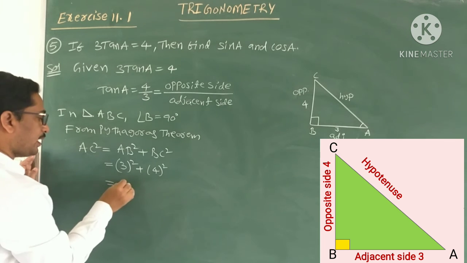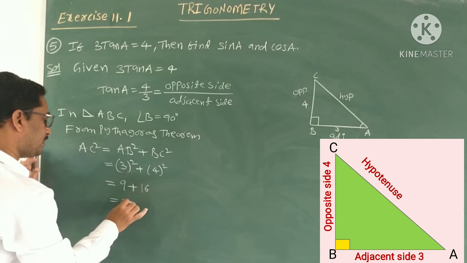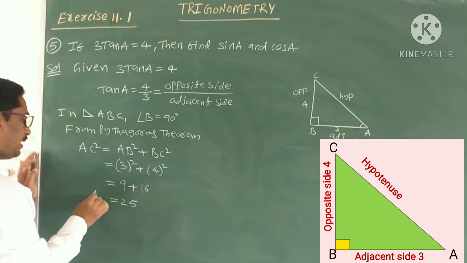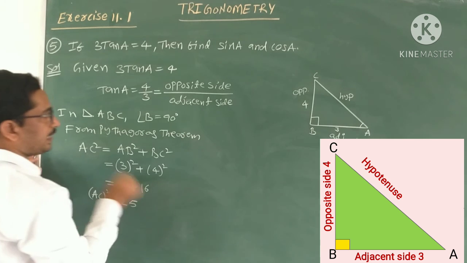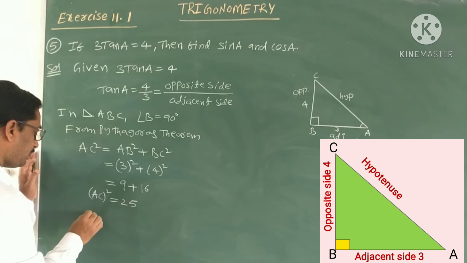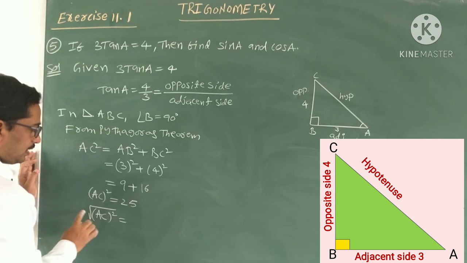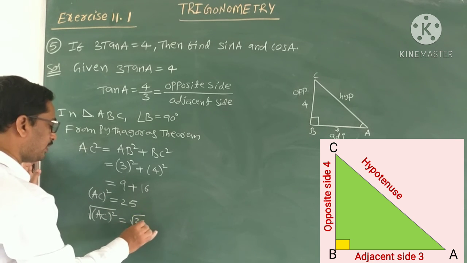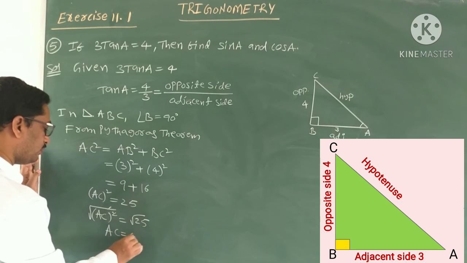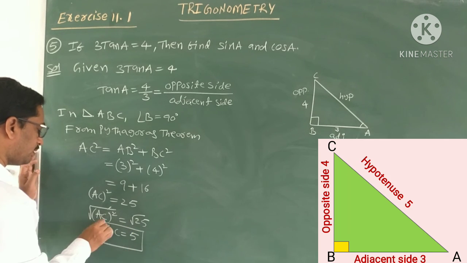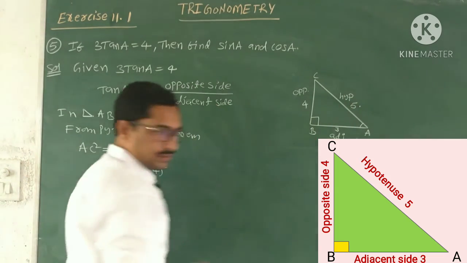3 square value 9. 4 square value 16. 9 plus 16 is 25. So AC square value 25. So to find out AC, apply square root on both sides. AC whole square under root equal to root 25. Square root cancels. AC equal to 5 units.